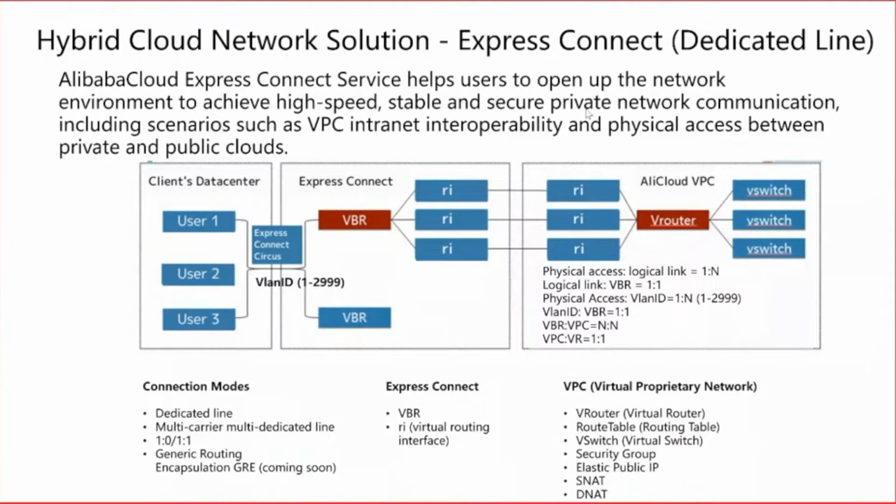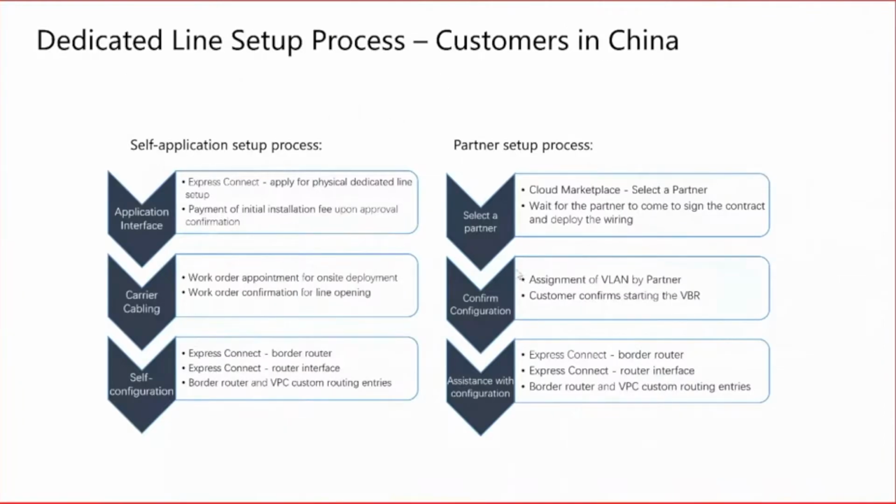This diagram here explains the logical workflow of setting up the hybrid cloud dedicated line. You may be curious about how to apply for Express Connect and a dedicated line on Alibaba Cloud. If you are communicating directly with Alibaba Cloud, you can submit an application through the Alibaba Cloud Console work order system. After you submit the application, an engineer will process it and complete the construction of the dedicated line.